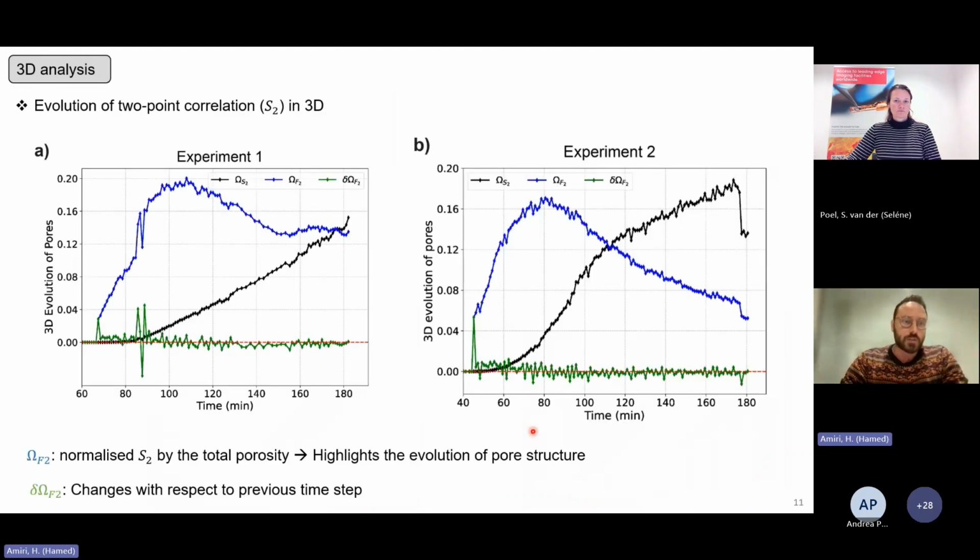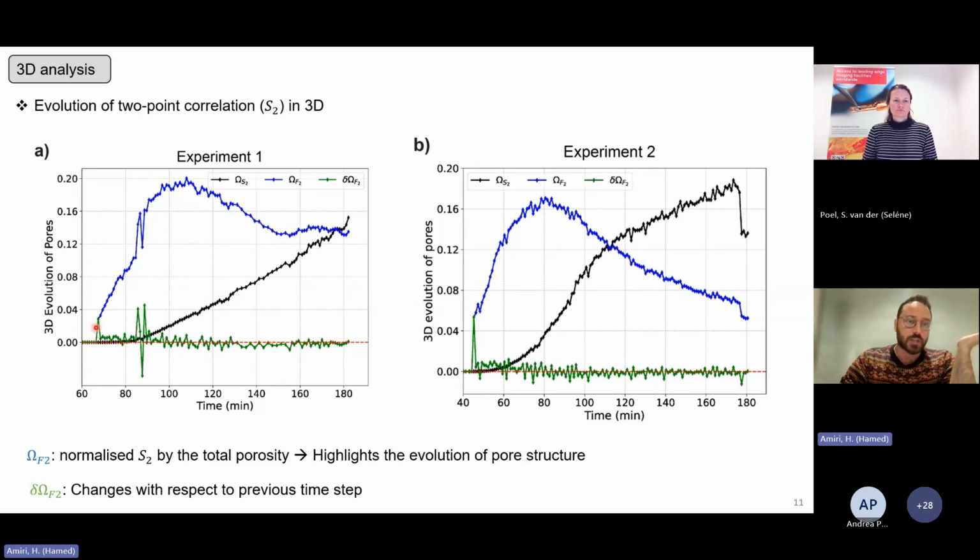You can also calculate and quantify the pore evolution in 3D using 2-point correlation. Here, the black curve shows the evolution of the pore 2-point correlation, and the blue curve is a normalized version, called the F2 autocovariance. It's normalized by the total porosity, so it highlights the evolution of the pore structure independent of the porosity.